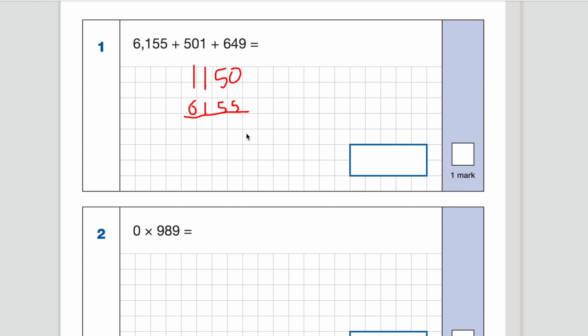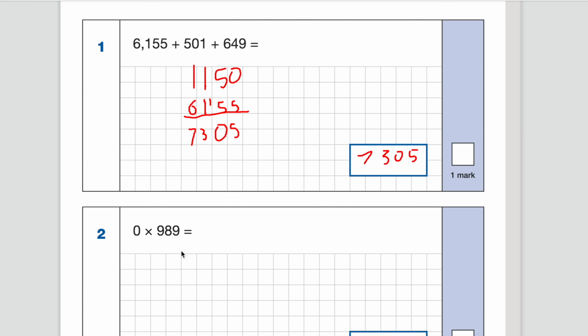Now all I need to do is add 1,150 to 6,155. You might not need to do any working out for this, but if you do, just do it like this. Column addition. 0 add 5 is 5. 5 add 5 is 10, so we put our 0, carry the 1. 1 plus 1 plus 1 is 3, and 1 plus 6 is 7. So our answer is 7,305.